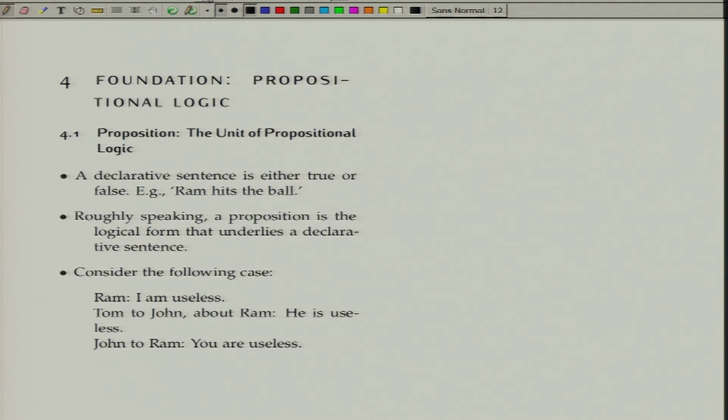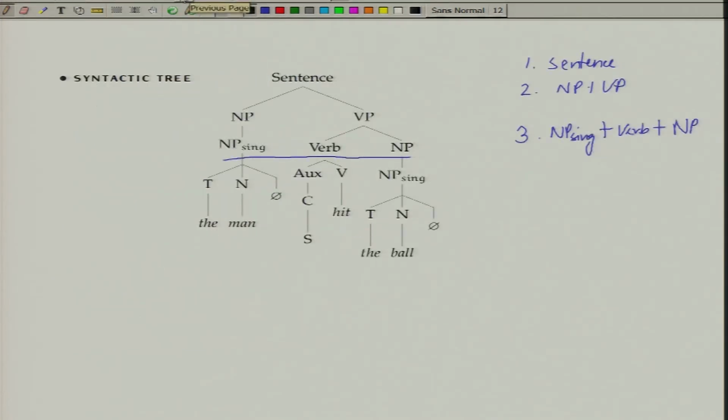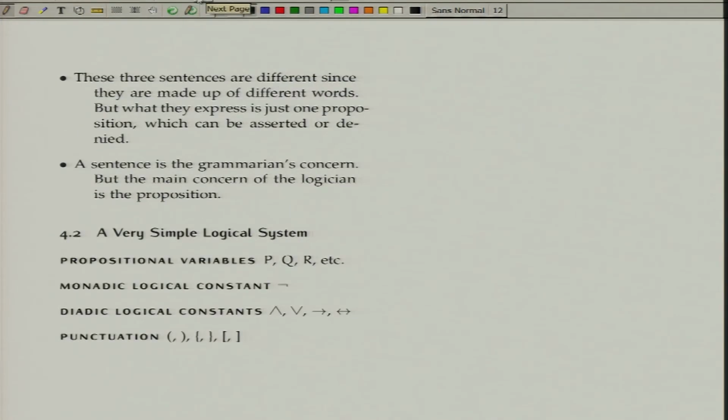Ram says that I am useless. Then Tom, about Ram, says to John that he is useless. This "he" here is Ram. And then John says to Ram that you are useless. All these are actually different sentences. But why are they different sentences?